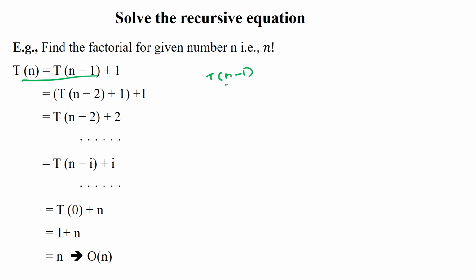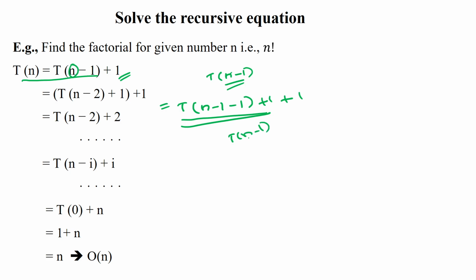Next, when you are substituting the previous term, T of n minus 1, we substitute in the place of n minus 1. So when you substitute T of n minus 1 minus 1, this is T of n, plus 1, the entire term we are substituting plus this existing 1. This term is for T of n minus 1. So now when you substitute this, you will get T of n minus 2 plus 2.